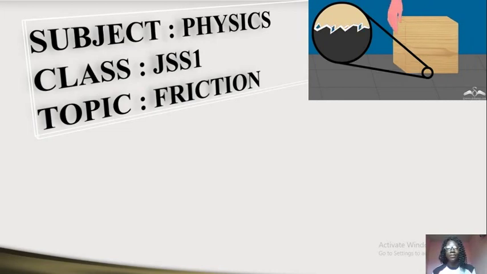Last week we looked at force, and we found out that force is not just a push or pull upon an object. It is the push or pull upon an object resulting from the interaction with another object. We went further to differentiate force into two: contact force and non-contact force. Contact force, as the name implies, has to do with contact.